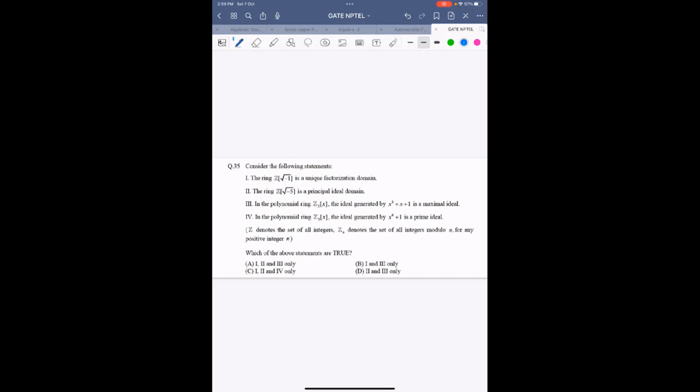Hi all, this is question number 35 from GATE 2019. The question says that we are given four statements, and the questions ask us to find which of these statements are true. So let's consider the first statement. The ring Z adjoint iota is a unique factorization domain.